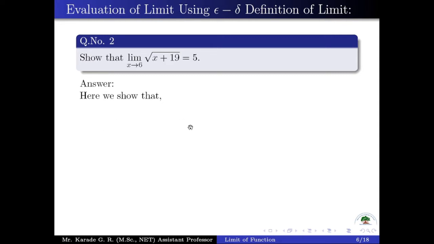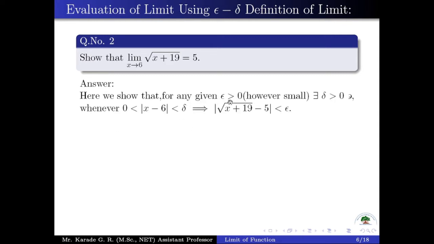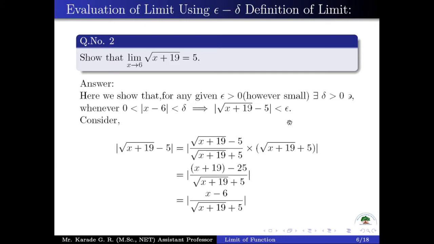Here we show that for any given epsilon greater than 0, epsilon is given to you, any epsilon however small, there exists a delta greater than 0 such that whenever the distance between x and 6 is greater than 0 and less than delta, this must imply the distance between square root of x plus 19 and 5 is less than epsilon. Now consider the calculation related to this. Consider first this term.